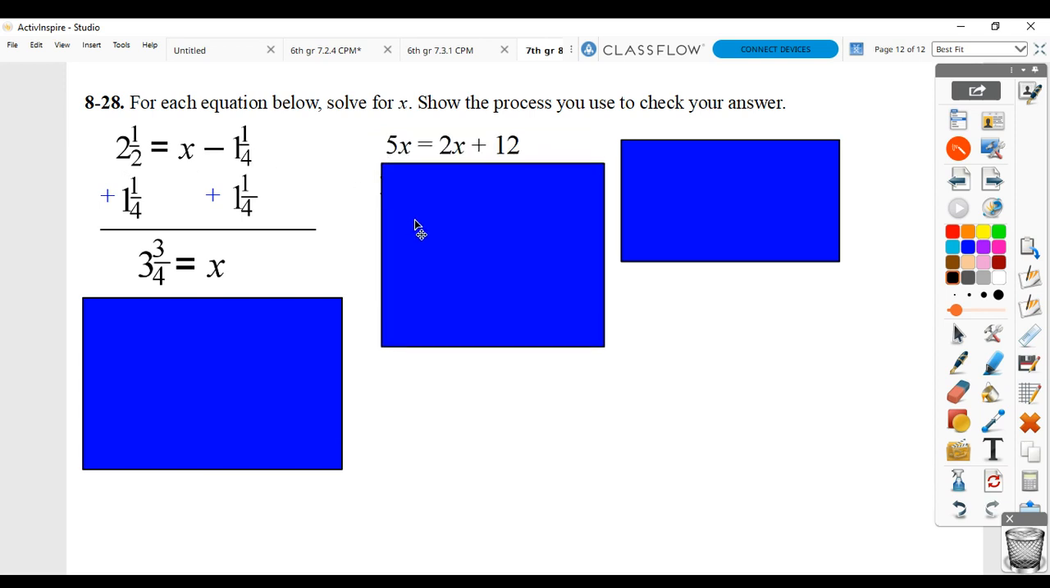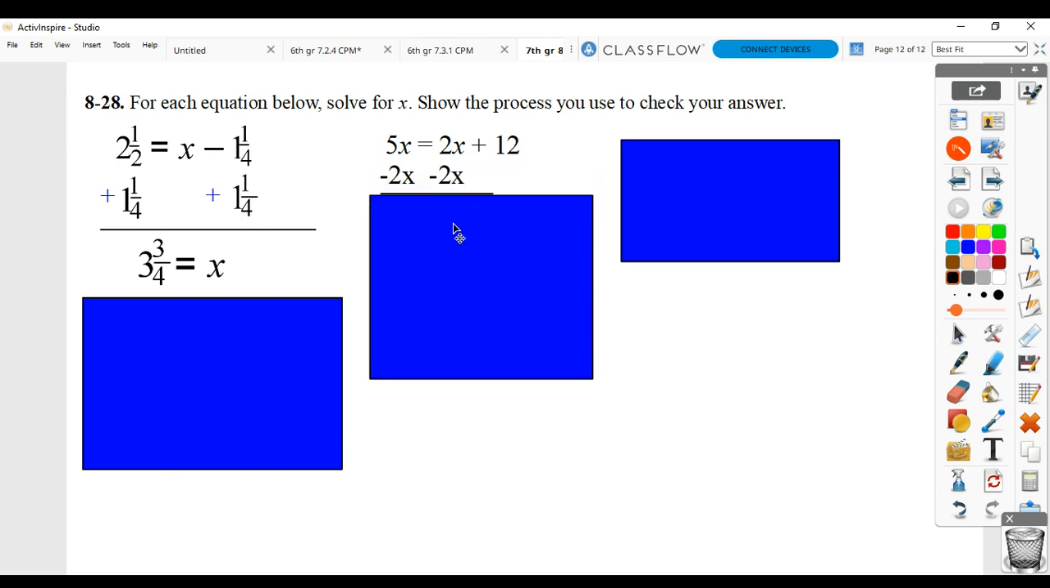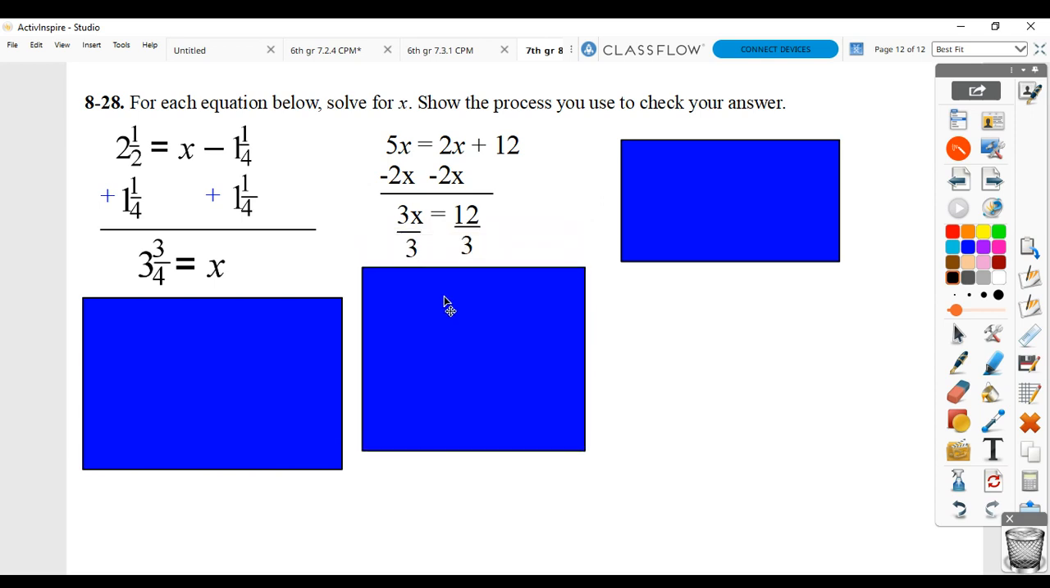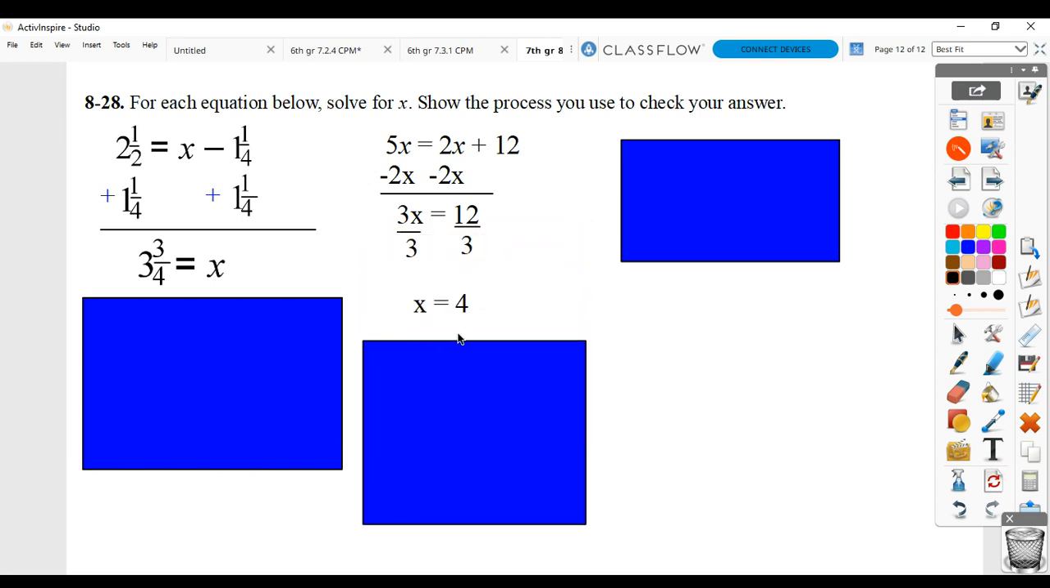For the second one, you would start by subtracting 2x from both sides. That gives you then 3x equals 12, divide by 3, x equals 4. And again, go to the original equation and show that when you put 4 in place of x here and here, the left side equals the right.